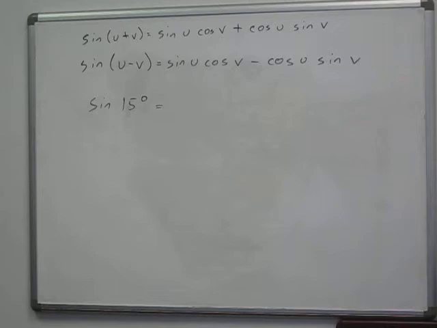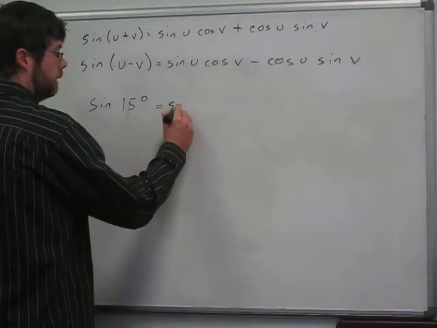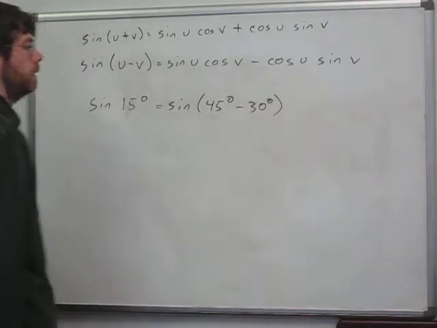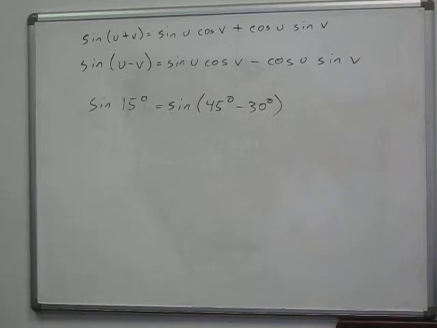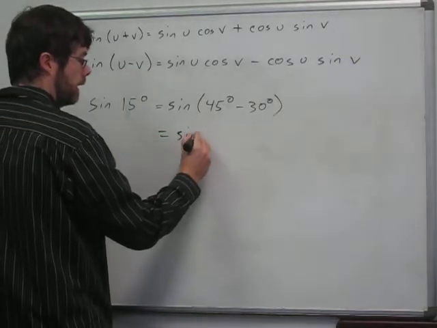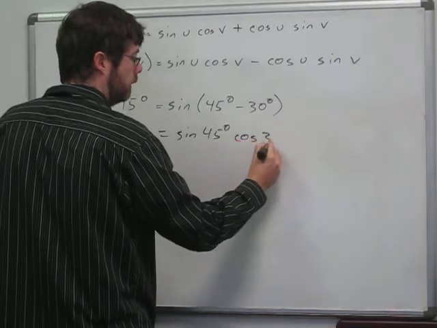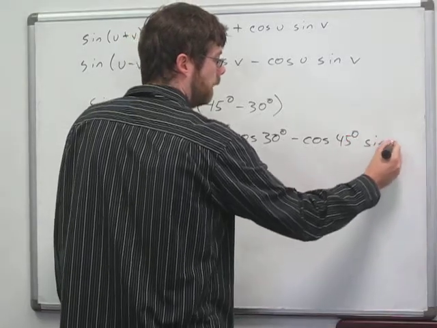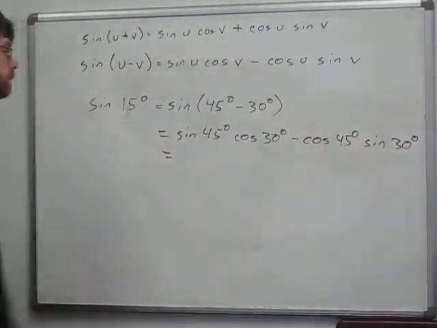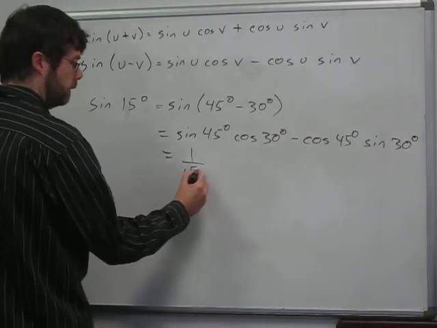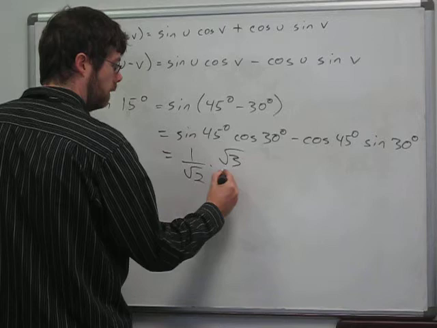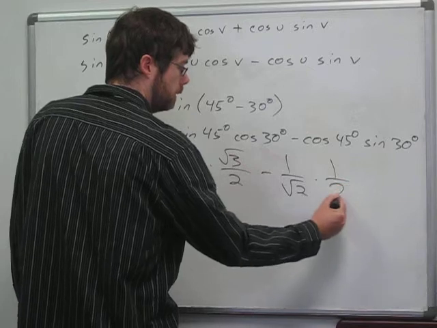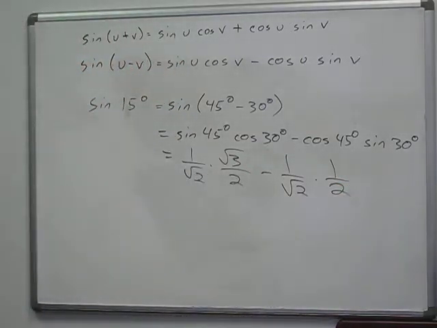So the sine of 15 degrees, I can write it as the difference of two familiar angles, sine of 45 minus 30. And now I'll just use the formula. This is the sine of 45 cosine 30 minus cosine 45 times the sine of 30. Sine 45, 1 over root 2, cosine 30, root 3 over 2, minus 1 over root 2 times 1/2 there at the end for the sine of 30.